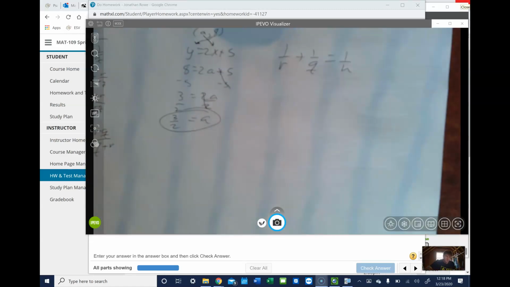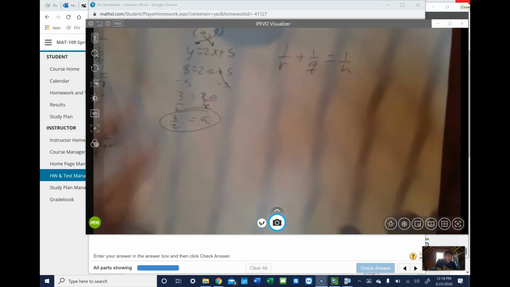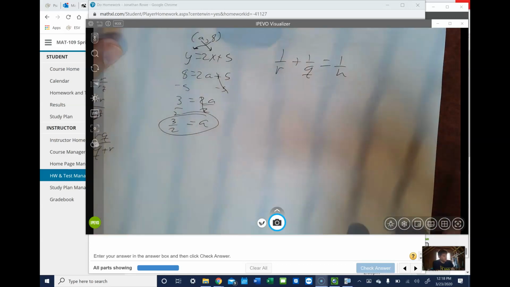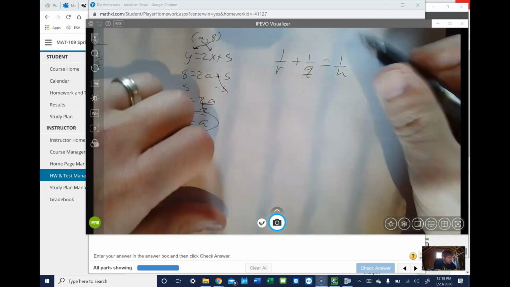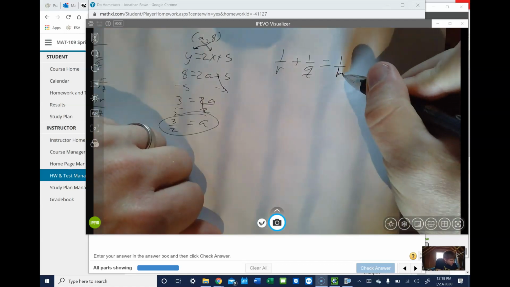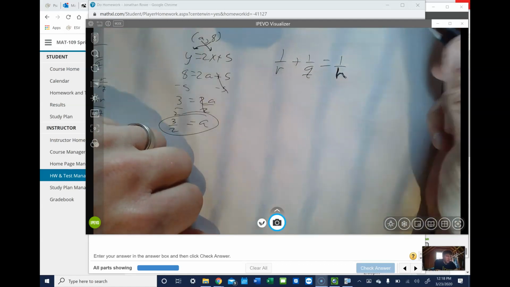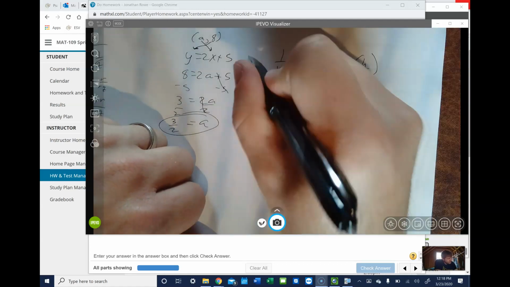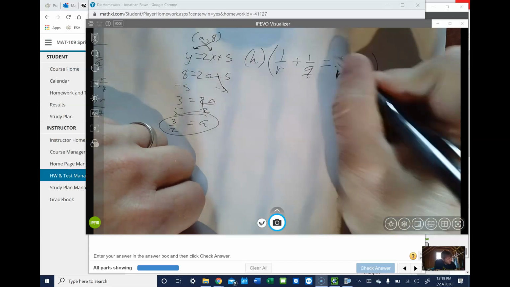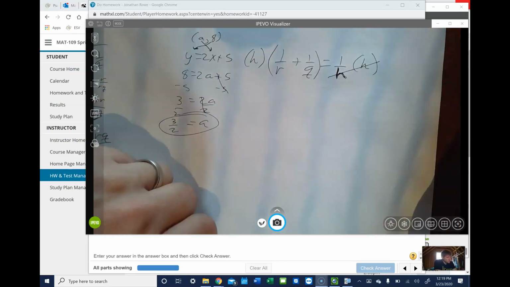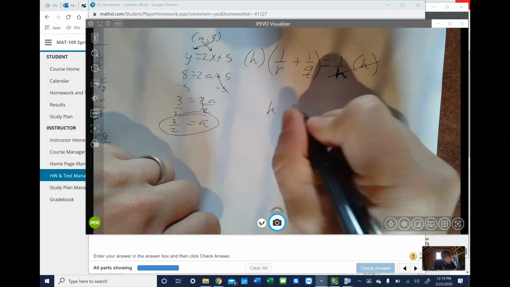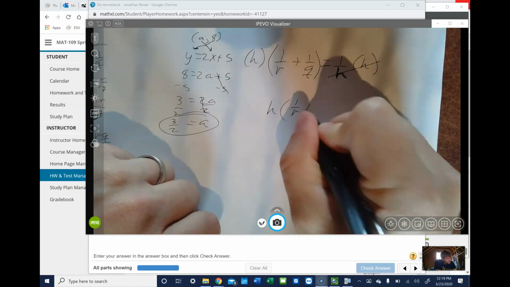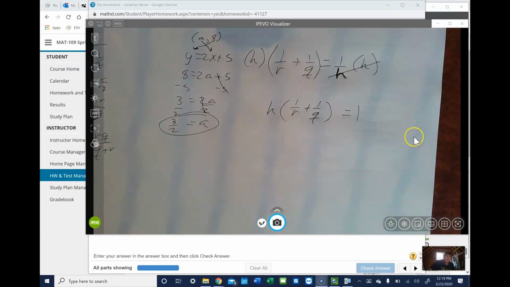All right, I'm going to show you a couple of different answers we could have here. But the way that I'm trying to get h by itself, I think I'll first try to get h off the bottom, which means I'm going to multiply by h on both sides. That cancels that out. So now I've got h times 1 over r plus 1 over q equals 1. I'm seeing that my screen is kind of freezing there.